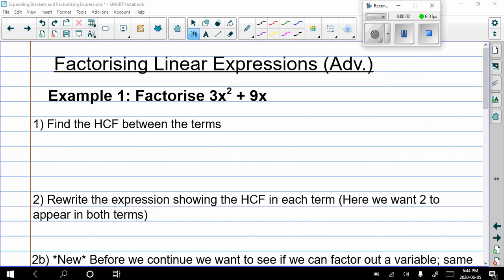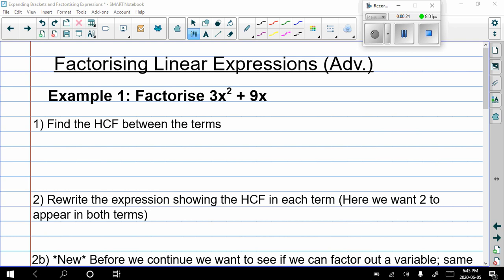Welcome back. So today we're going to factorize linear expressions. I just called this advanced because now we're going to factorize. We have to find our highest common factor, but then we have an x term we have to deal with in both terms, in both sides of our operator.